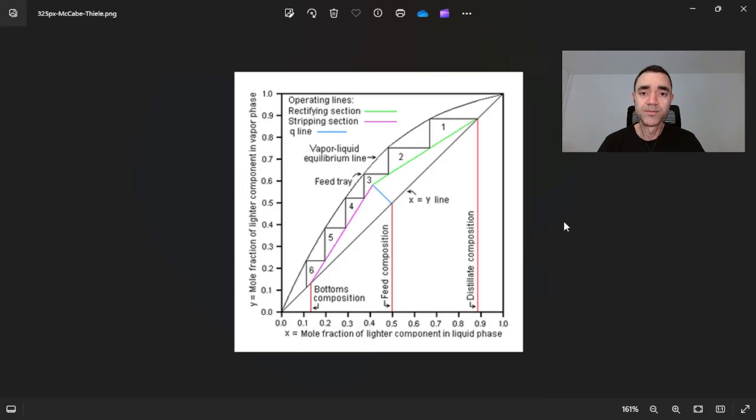Here we have a typical distillation graph used by chemical process engineers in plant design to perform the heat and material balance of a column. And before talking about it in more detail, let me remind you about some definitions related to reflux ratio. We have seen that the operating reflux ratio is the relationship between the liquid that returns to the column divided by the product that is withdrawn from the column.